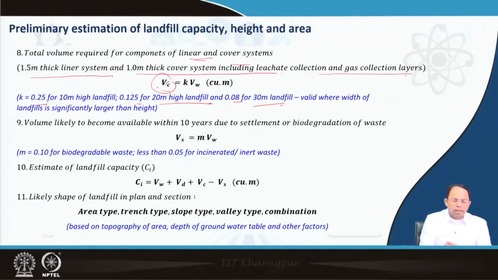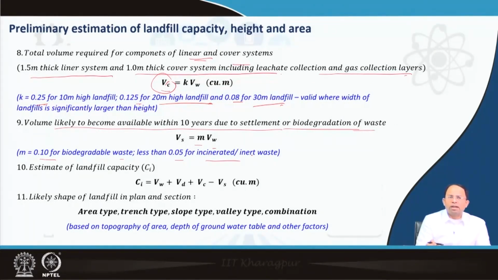that are required in a landfill site. Then these are all additions in terms of volume, but at the same point of time, some volume is likely to be available within 10 years due to settlement or biodegradation of waste, right? There is a lot of organic matter in the waste which degrades, and accordingly a lot of gases are released, so there is a lot of compaction or settlement of the waste that happens. Usually that is taken as VS equal to M into VW, where the value of M is around 10% for biodegradable waste or 5% for incinerated or inert waste.